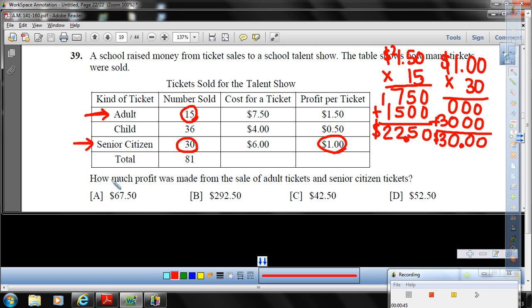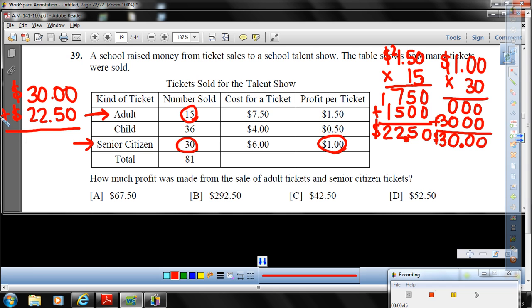The question wants to know how much profit was made from the sale of adult tickets and senior citizen tickets. Since we have those separately here, we need to add them together to find out the total profit. Moving over here, we have a total of $30 for our senior citizens, and we have a total of $22.50 for our adult tickets.